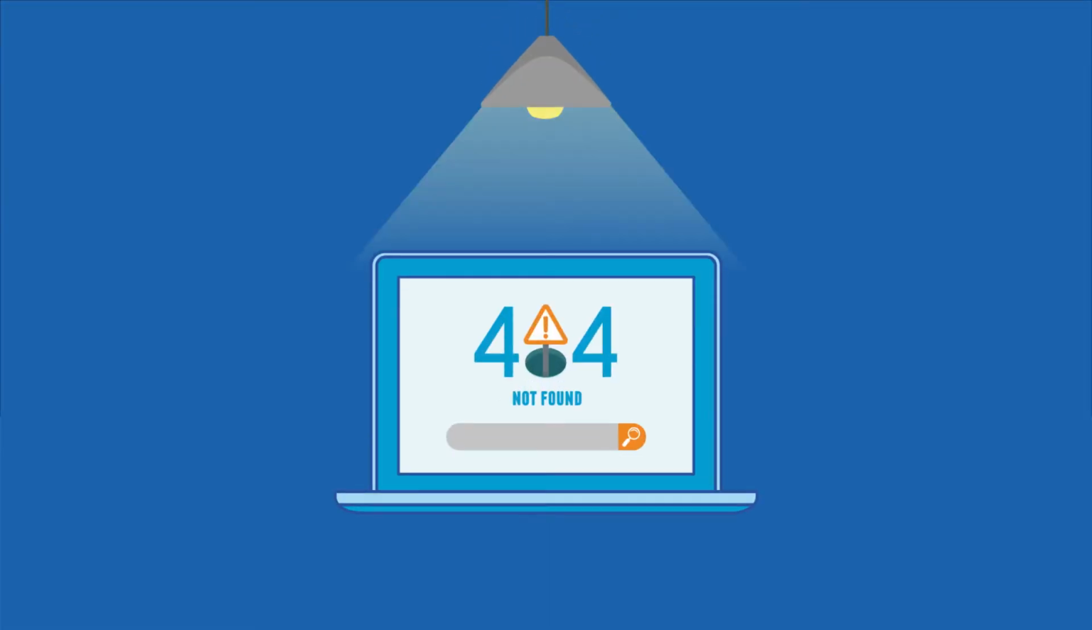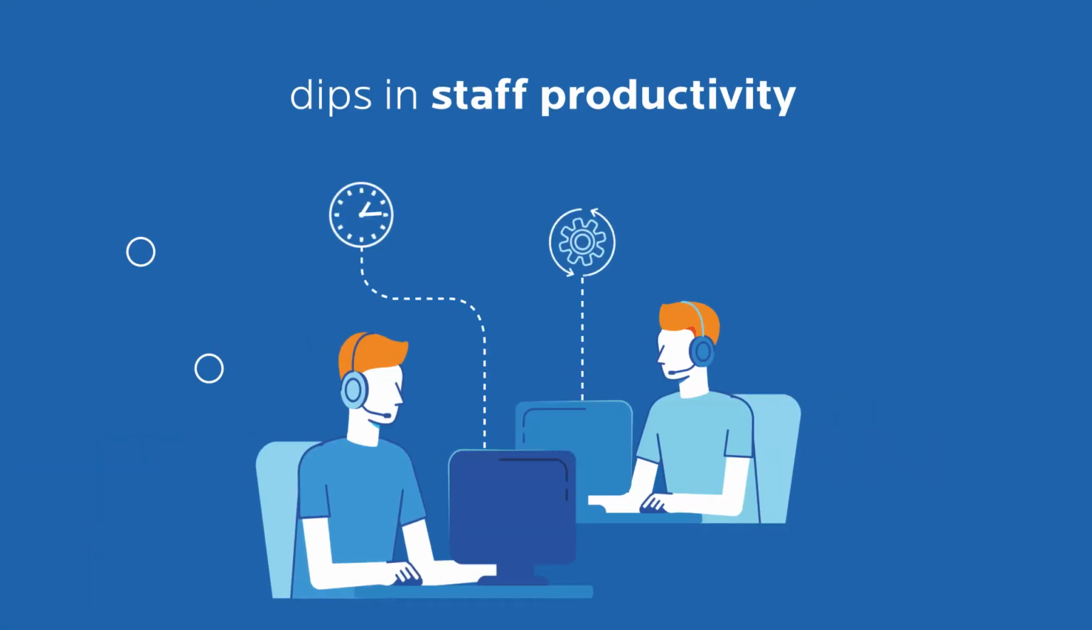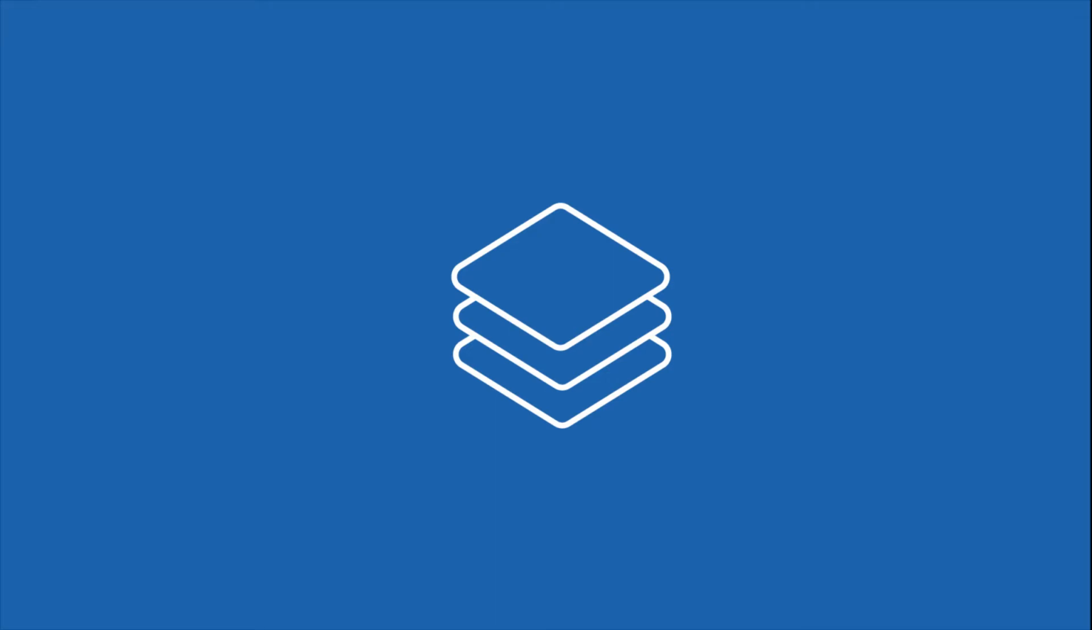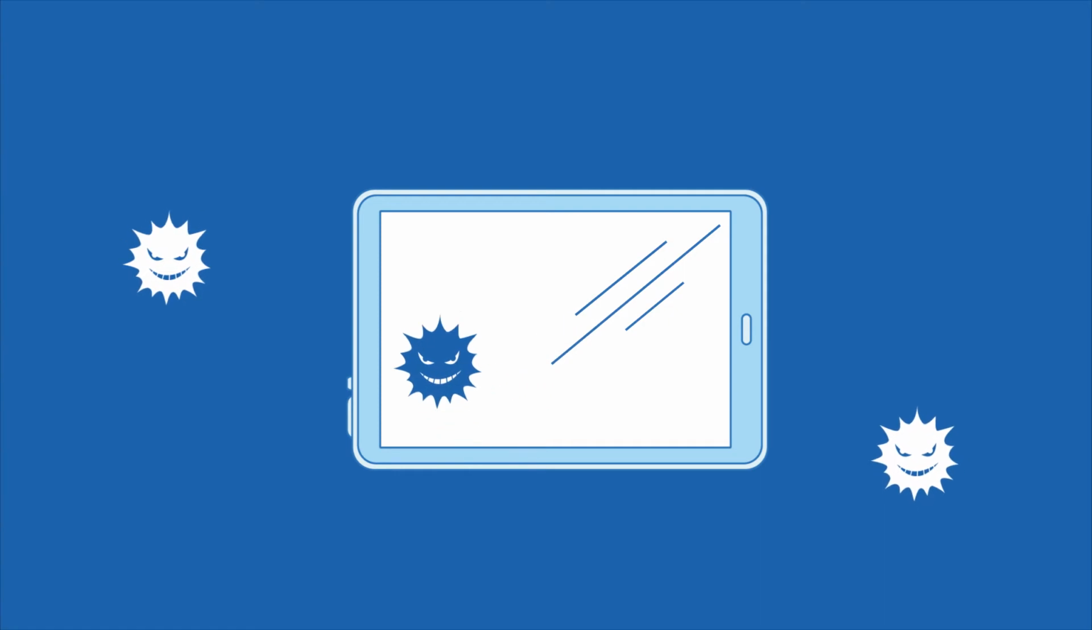A majority of those surveyed highlighted system and website downtime, dips in staff productivity, and loss of confidence amongst both customers and business partners as their chief concerns. Most organizations currently use multiple layers of cybersecurity hardware and software: firewalls, antivirus and web filtering software, endpoint protection solutions, and identity access management tools, for example, but they are still being breached.